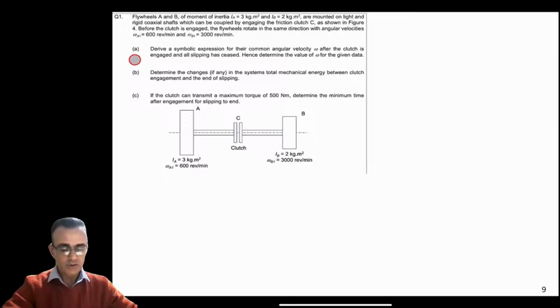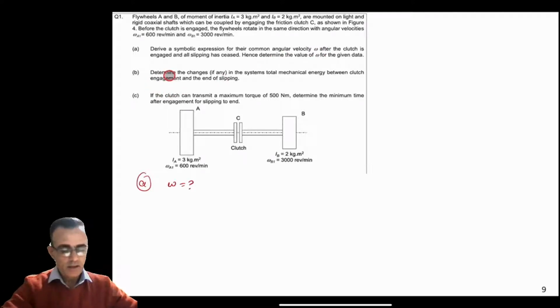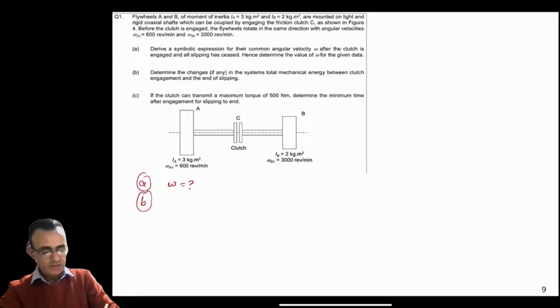Okay, so what you need to calculate: derive a symbolic expression for their common angular velocity omega. So in part A, what you need to calculate is omega, and determine the change, if any, in the system's total kinetic energy between the clutch engagement and the end of slippage. In part B, you need to calculate the loss in kinetic energy.